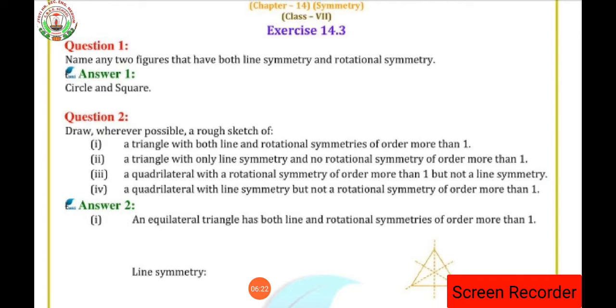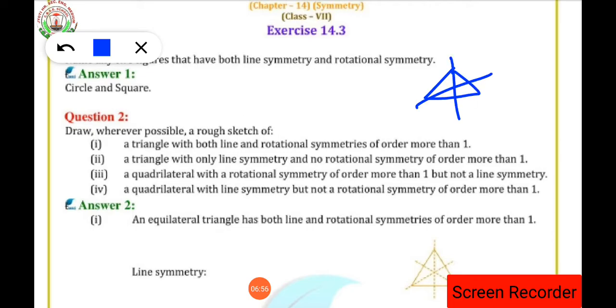more than 1. More than 1 means it should not be a scalene triangle or an isosceles triangle, because a scalene triangle does not have any line of symmetry, that means 0 lines of symmetry are present in a scalene triangle, and an isosceles triangle has only 1 line of symmetry. Since the question says order more than 1, which triangle will come? Obviously the equilateral triangle will come, because it has how many lines of symmetry? 3 are possible.